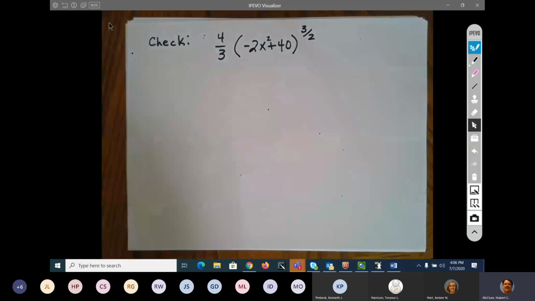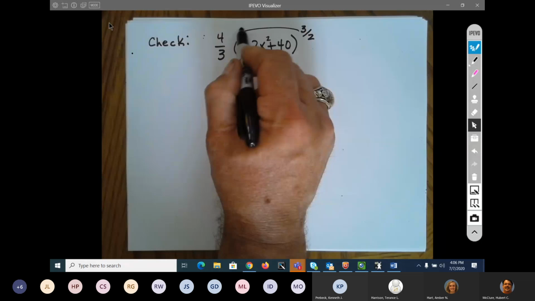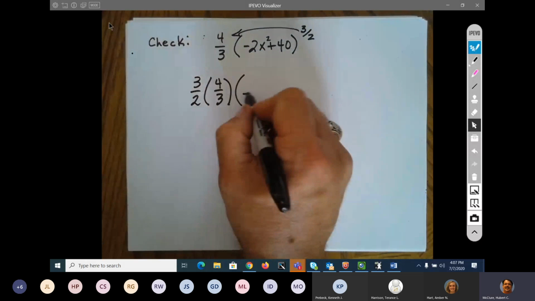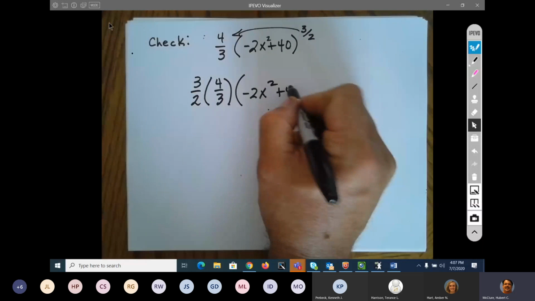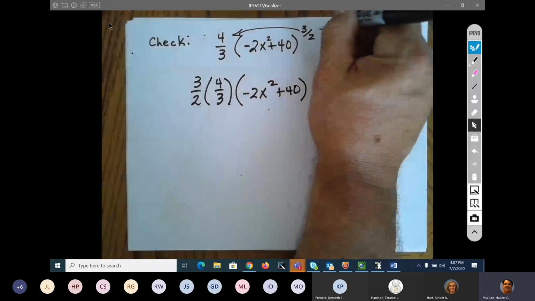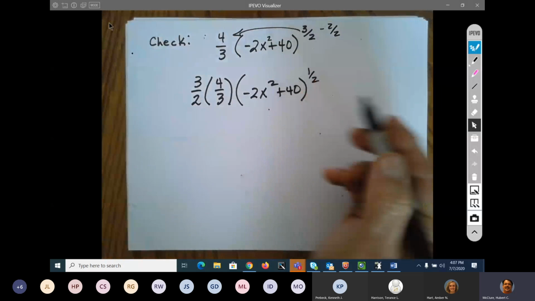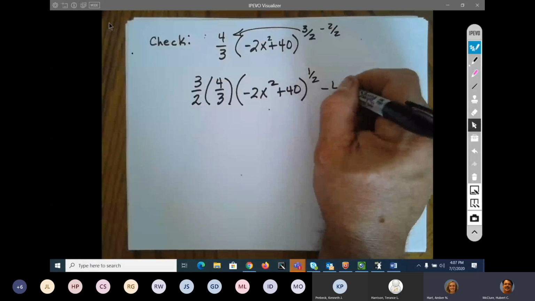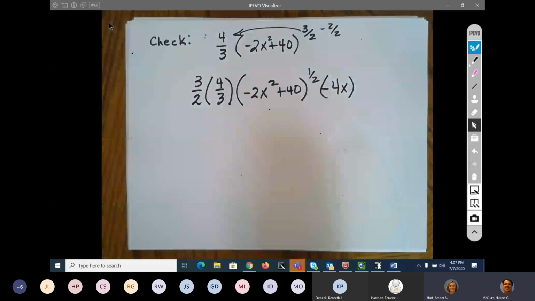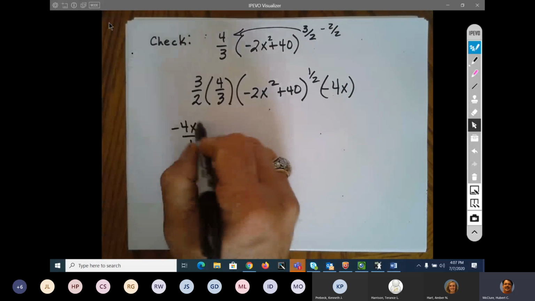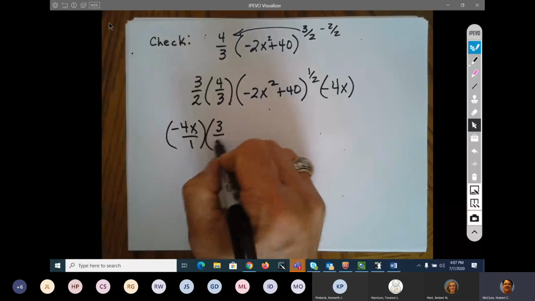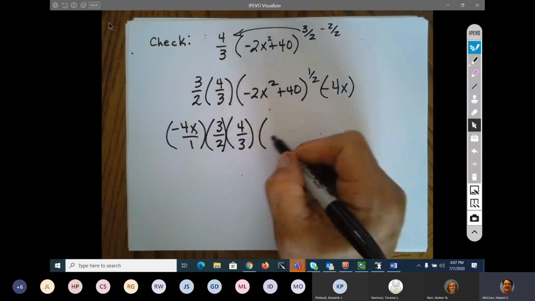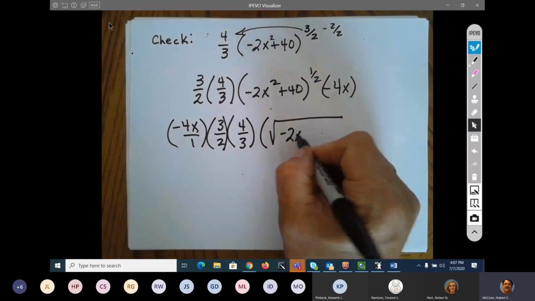All right, so here we go. Chain rule. 3/2 times 4/3 times negative 2x squared plus 40, to the power 3/2 minus 2/2, so 1/2. And the derivative of negative 2x squared plus 40 is negative 4x. So that's negative 4x over 1, times 3 over 2, times 4 over 3, times the square root of negative 2x squared plus 40.